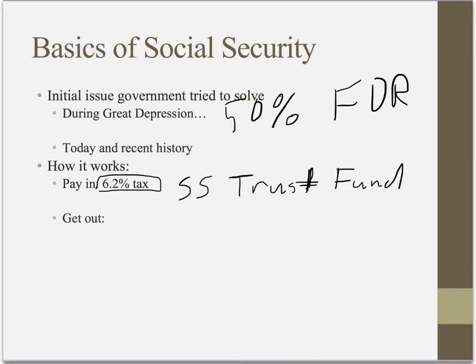So, how do you get it out? Well, currently the law is that once you turn 67 years old, for anyone born after the year 1960, you will then begin to get Social Security checks. So the standard allotment, you'll get that check regularly in the mail about once a month, to support whatever retirement savings you have.